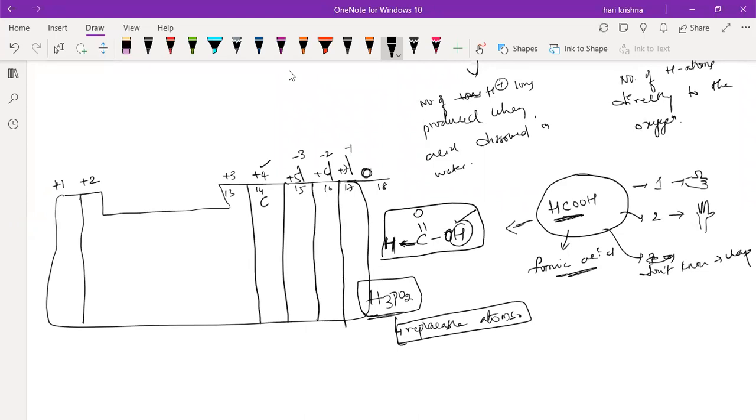Why are these numbers coming now? To fulfill the octet configuration in the outermost shell, they have to lose electrons, or gain the electrons, or share the electrons. I think I'm confusing you. The 15th group is +5 or -3.